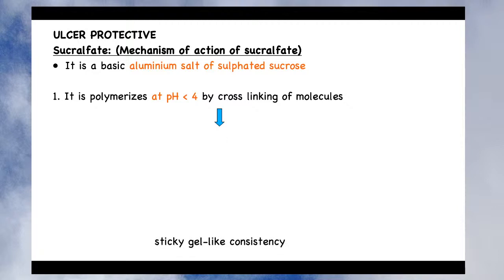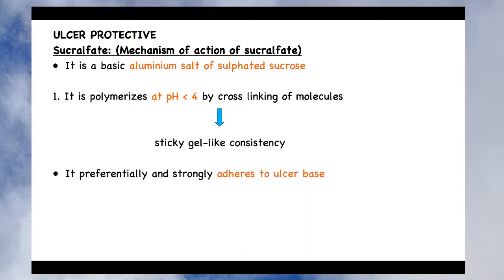And what happens due to polymerization? Due to polymerization, it forms a sticky gel-like consistency, which will preferentially and strongly adhere to the ulcer base. So wherever an ulcer is formed, it will go there and adhere. When it adheres to the ulcer base, what will happen? Now the acid will not come in direct contact with the part of your mucous membrane of the intestine where the ulcer is formed.